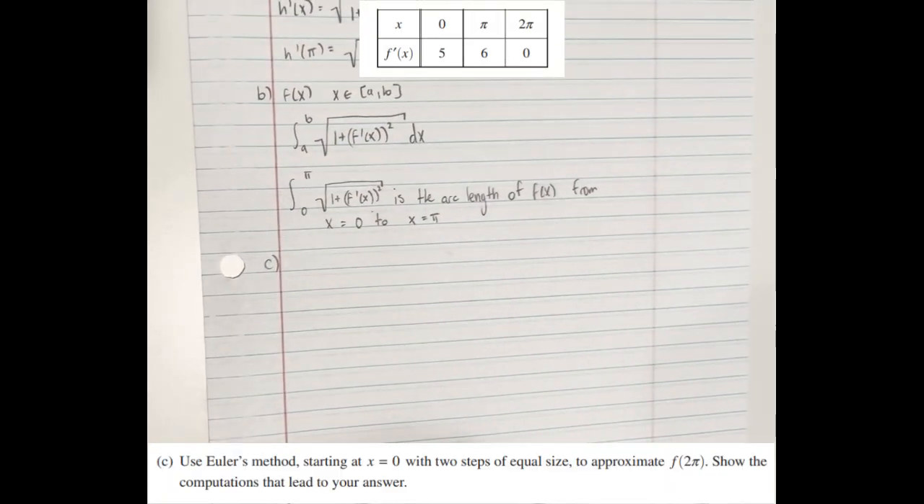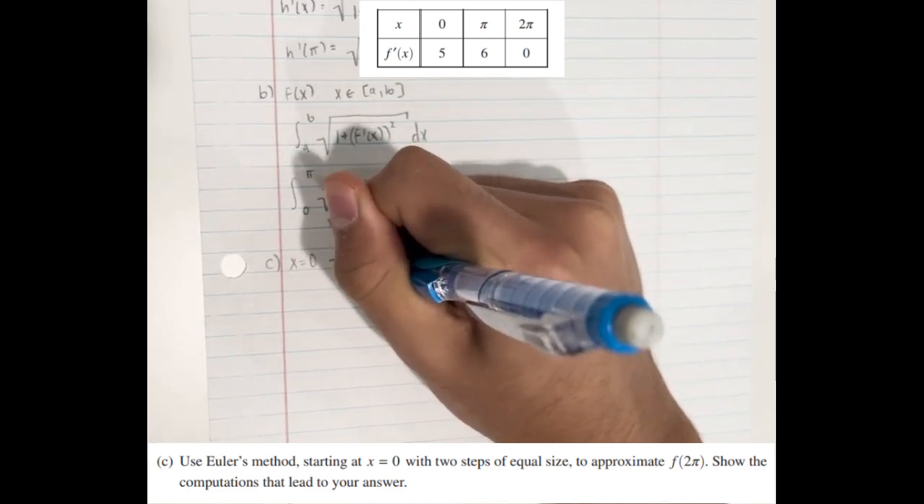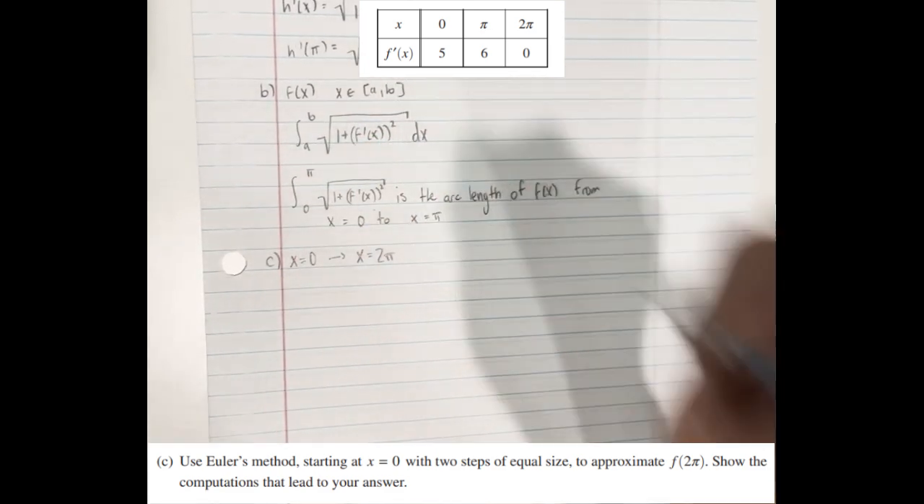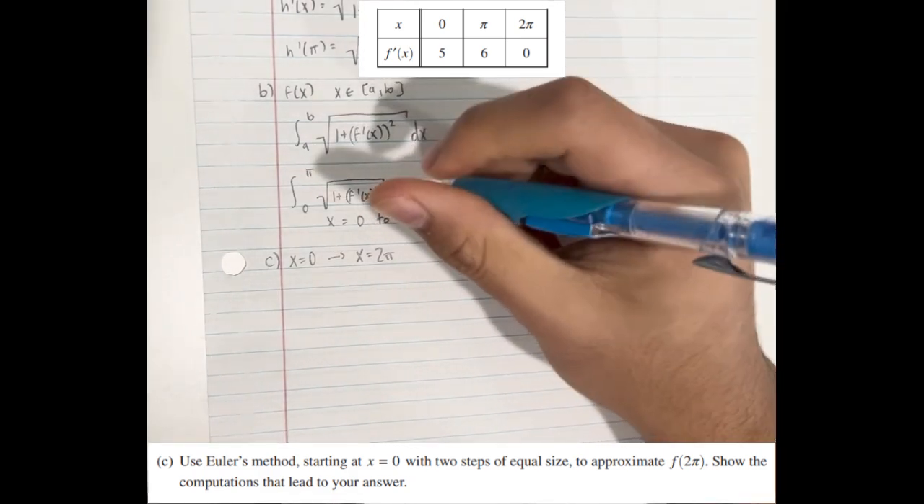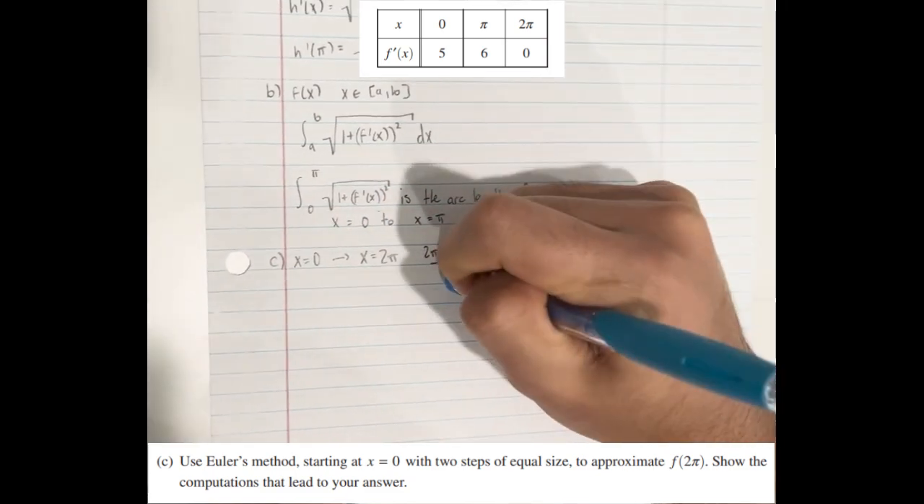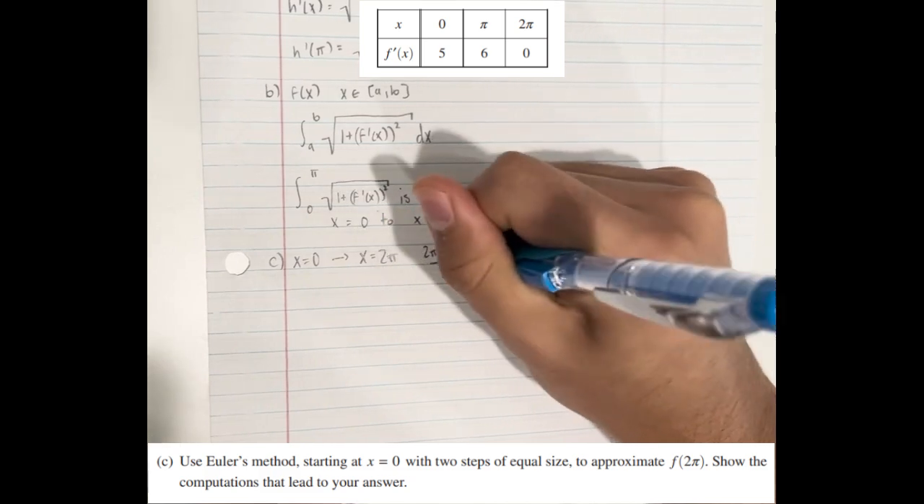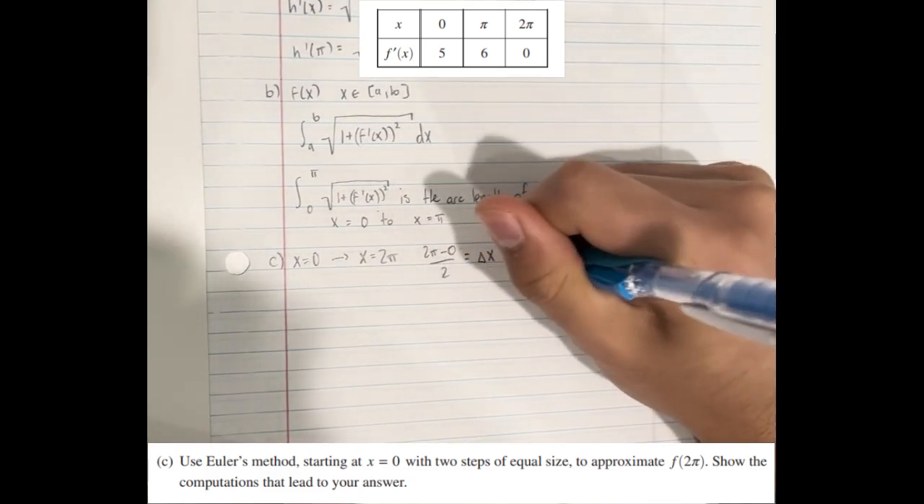So for question C, we need to use Euler's method starting at x equals 0 with 2 steps of equal size to approximate f of 2 pi. So we're starting at x equals 0, and we're going to x equals 2 pi, and we need to use 2 steps of equal size. So that would be 2 pi minus 0 over 2. That would equal our delta x, those steps, and that would equal pi.